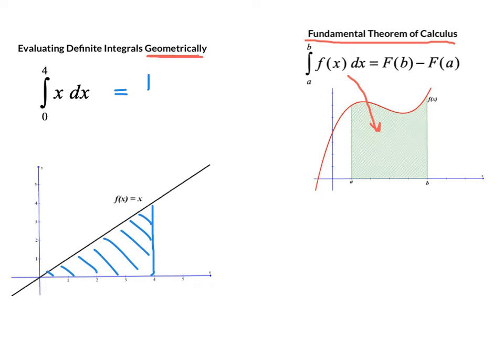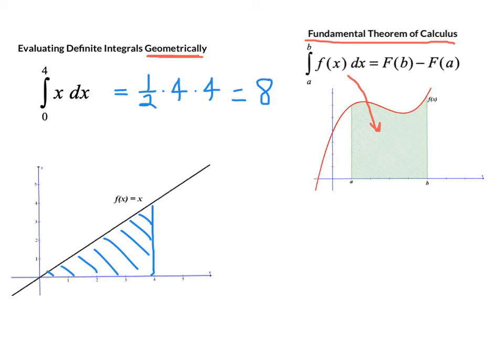So we could actually find that area using 1/2 base times height. In this case, the base is 4, and the height is also 4. And we very quickly come up with the value for that definite integral as 8, and we did it just using geometry.